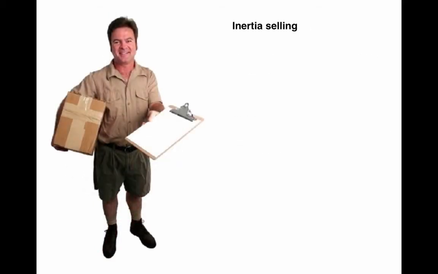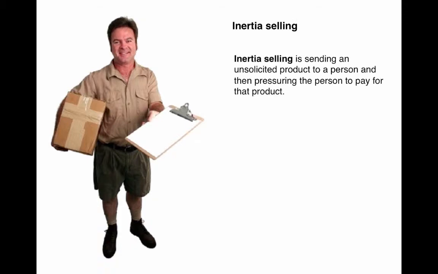The third type of specific prohibition relates to inertia selling. Inertia selling is sending an unsolicited product to a person and then pressuring the person to pay for that product. So a business might send a consumer a product without the consumer asking for it, then contact the consumer to tell them that they are now obliged to pay for that product.